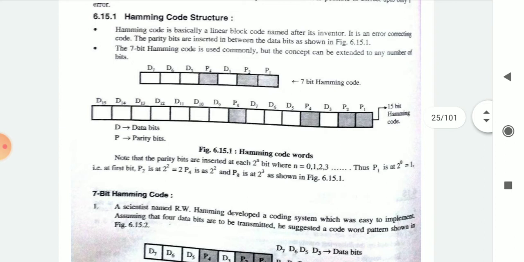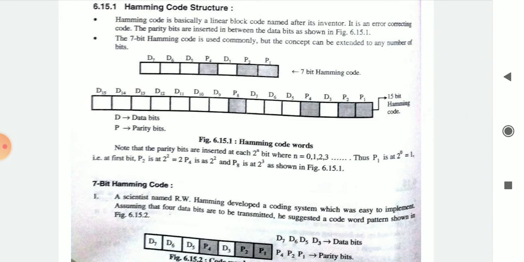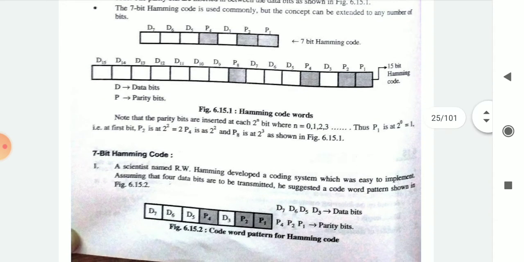This is the Hamming code structure. Hamming code is basically a linear block code named after its inventor. It is an error correcting code. The parity bits are inserted in between data bits, as shown here. See here, this is a 7-bit Hamming code because it contains 7 blocks, and 15-bit Hamming codes contain 15. This is a linear continuous block. Here 3 errors occur, and here 4 errors occur.